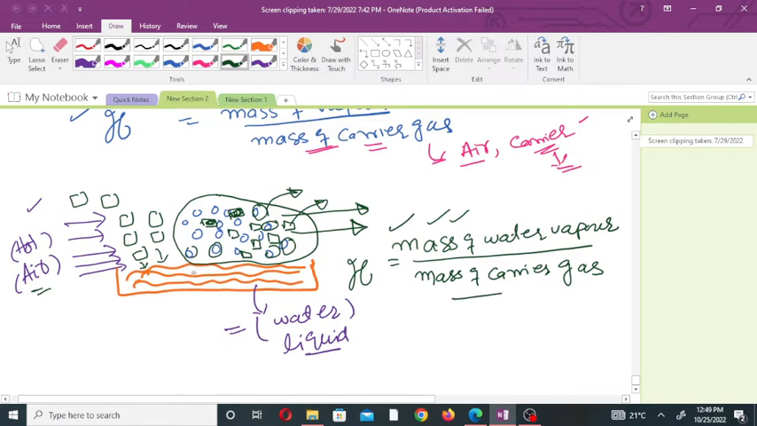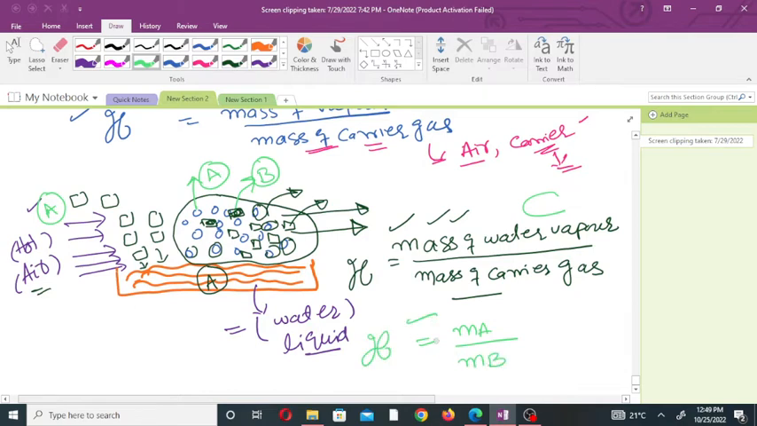Now the water vapor is our component A, and suppose the air is component B. The air molecule is component B, and the water vapor is component A. So the mass of component A, or the mass of water vapor, to the mass of component B is called the humidity.